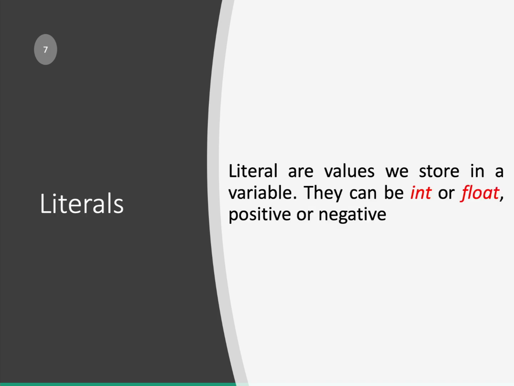Now, a literal is just a value that we store in a variable or in a constant. So they can be a form of an integer, as we've already seen, or a floating point number, which is a number with a decimal value in it. And of course, they can be positive or they can be negative.